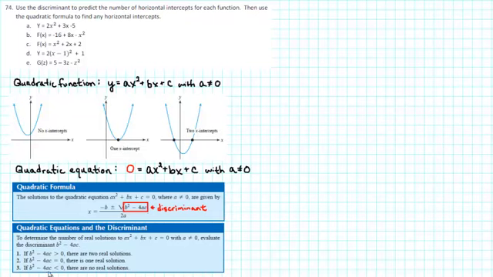If the discriminant is negative, then there won't be any real solutions. That's because the square root of a negative number is not real, it's imaginary, and so we would have complex solutions, and therefore the quadratic function would have no horizontal intercepts.